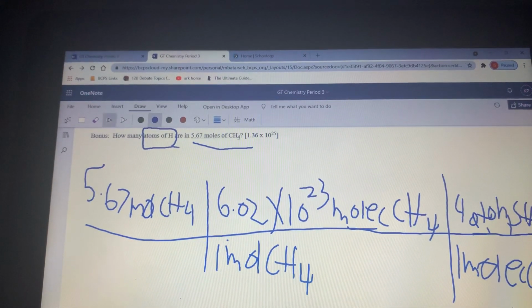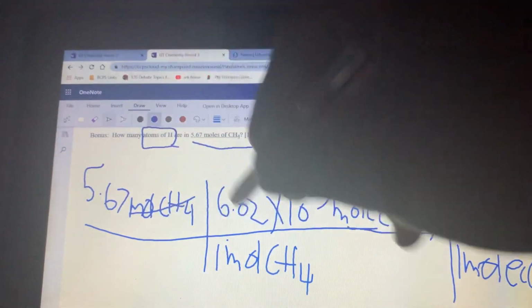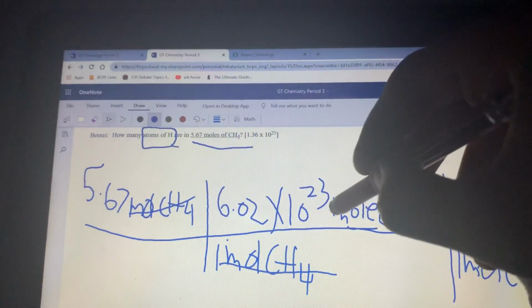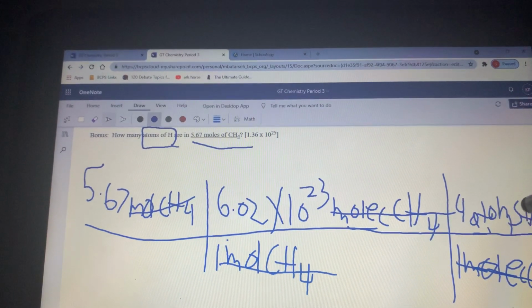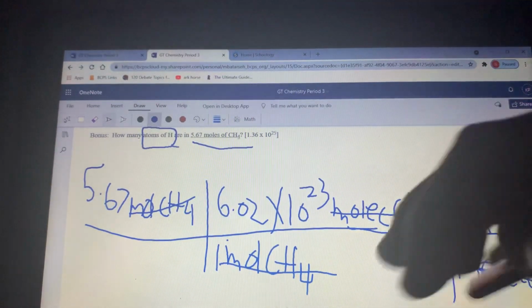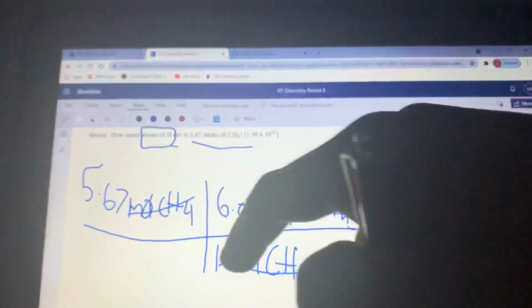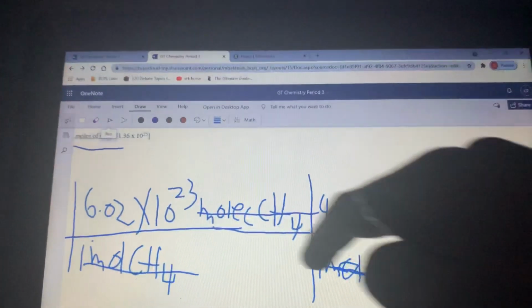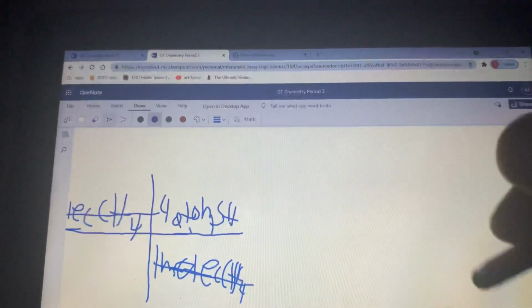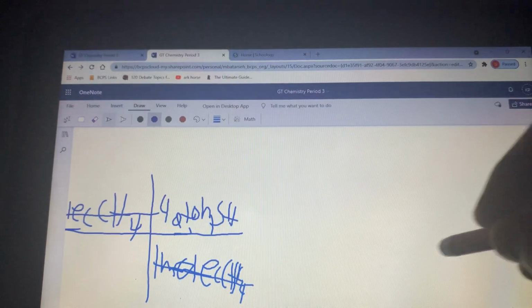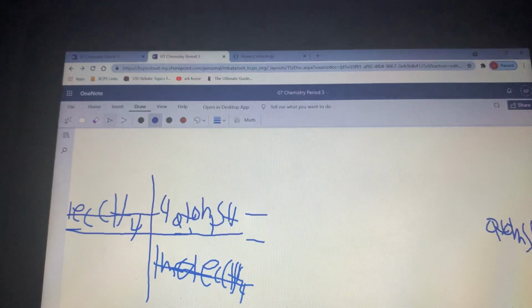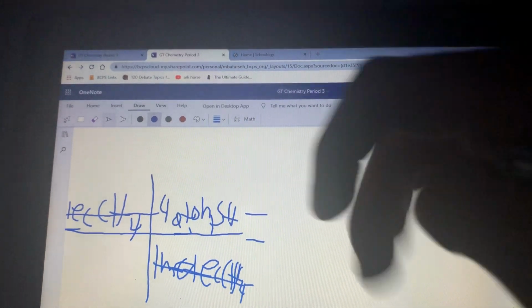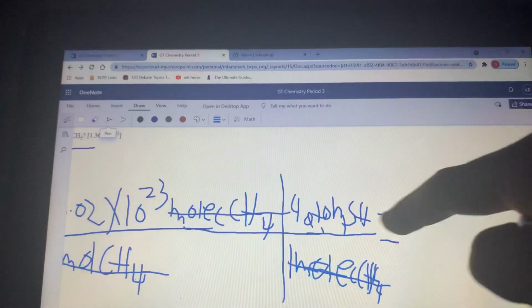And let's check, does this stuff all cancel out? Moles of CH4 cancels with moles of CH4. Molecules of CH4 cancels with molecules of CH4. And we're left with atoms of hydrogen, which is exactly what we wanted. So we can start writing before we do our calculations. We know we get something that equals atoms of hydrogen. Now, let's calculate to find out exactly how many we have.